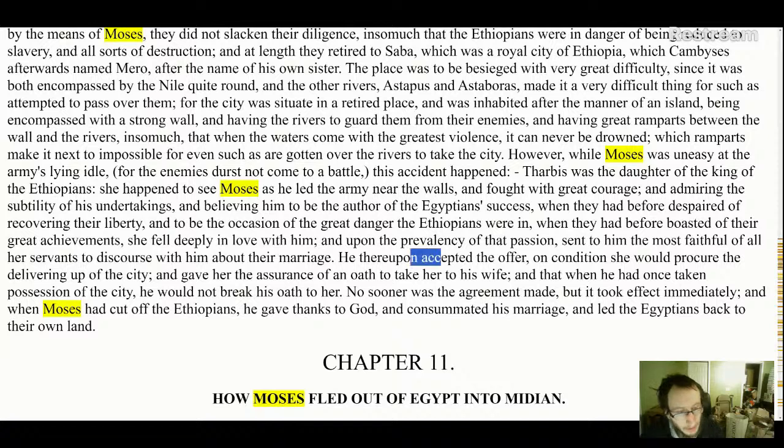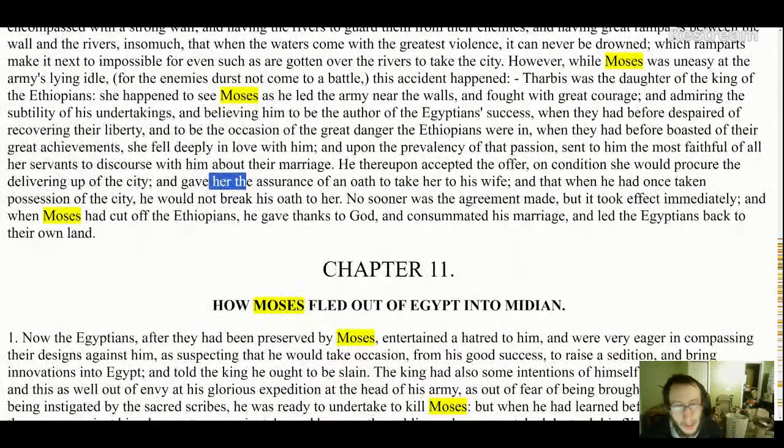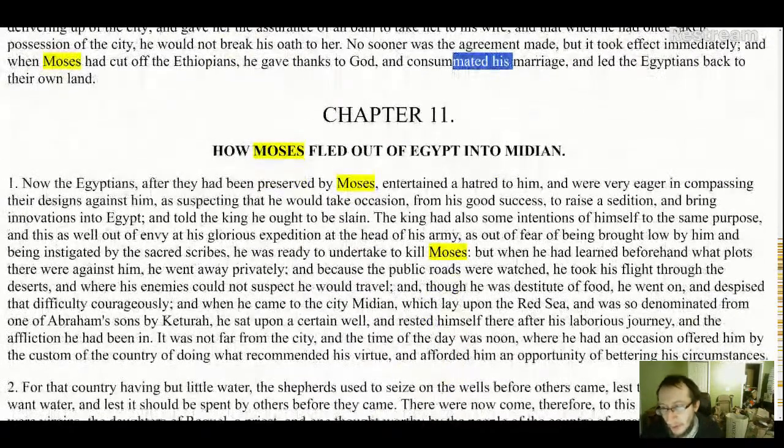He thereupon accepted the offer, on condition she would procure the delivering up of the city, and gave her the assurance of an oath to take her to be his wife, and that when he had once taken possession of the city, he would not break his oath to her. No sooner was the agreement made, but it took effect immediately. And when Moses had cut off the Ethiopians, he gave thanks to God and consummated his marriage and led the Egyptians back to their own land.